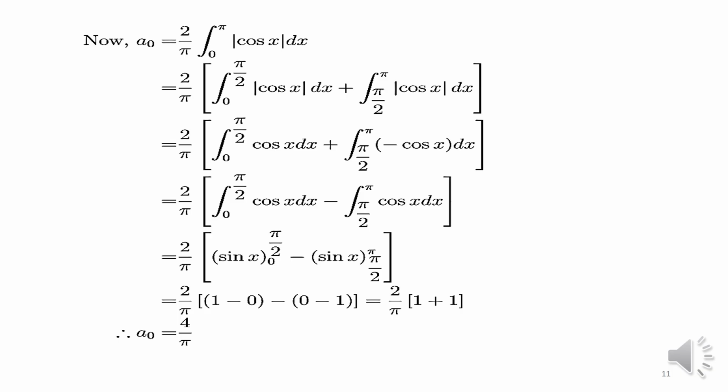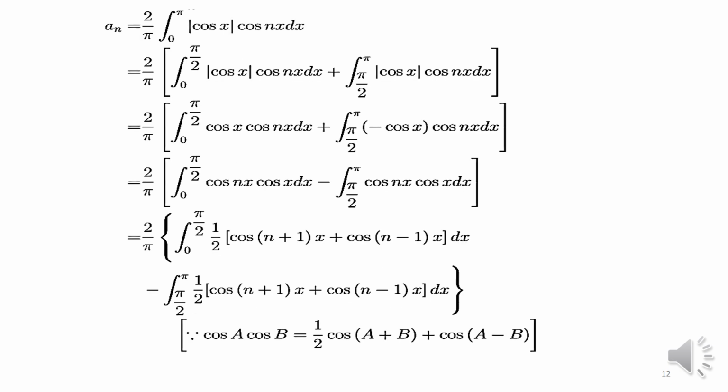I am just splitting the limit as 0 to pi by 2 cos x dx plus pi by 2 to pi minus cos x dx. Then on using the values and substituting and integrating, I'll get a naught is equal to 4 by pi. And same goes here, 0 to pi by 2, and pi by 2 to pi cos x becomes minus cos x.